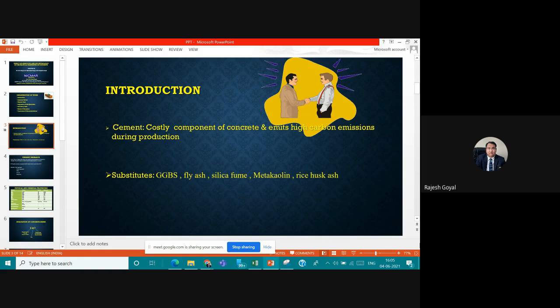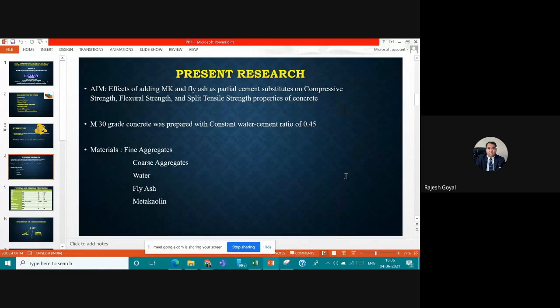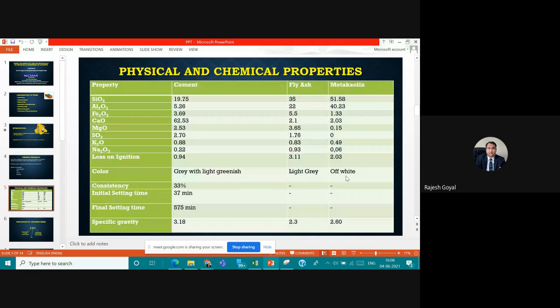So here in the present study we substituted fly ash and metakaolin. Although the substitute may be GGBS, fly ash, silica fume, metakaolin, rice husk ash, and researchers have tested many more materials in the past, and I am sure this kind of research will continue in future also. The aim was to find the effect of partial replacement of cement by fly ash and metakaolin. Here we tested M30 grade of concrete, and the water cement ratio was fixed at 0.45. Material was, of course, fine aggregate, coarse aggregate, water, fly ash, and metakaolin.